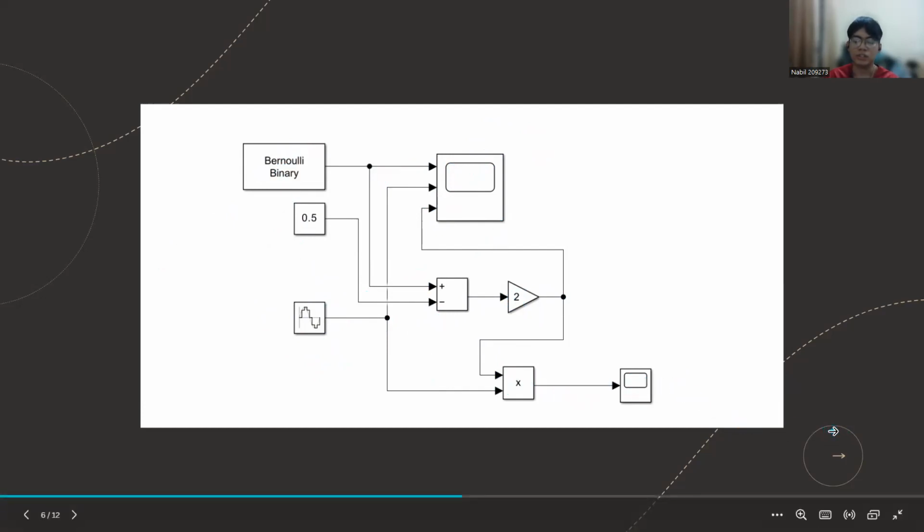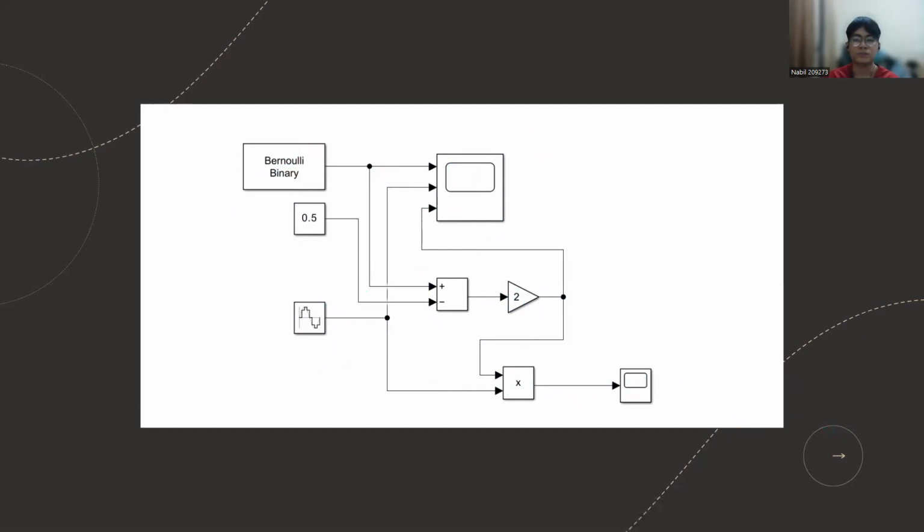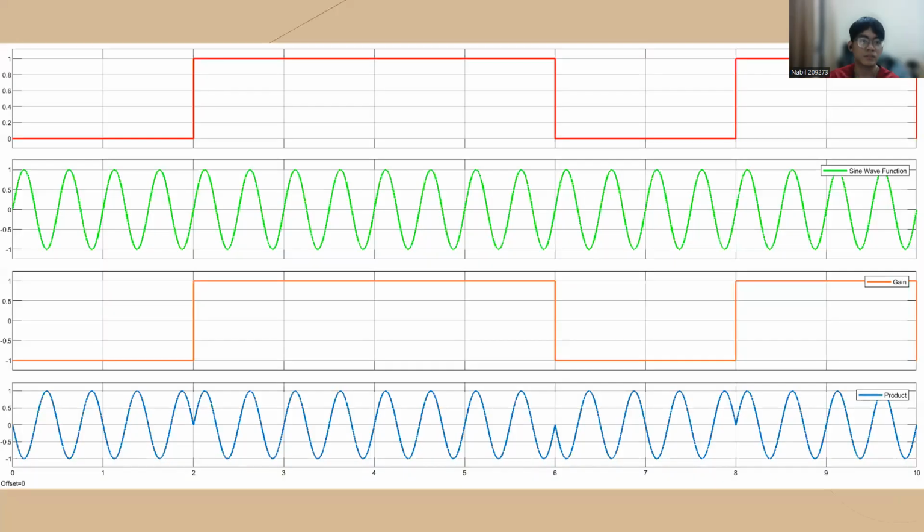Now let's look into the output. Firstly, this is the initial random Bernoulli binary that we have included in the circuit in the previous slide. So it starts from 0 and then 1.